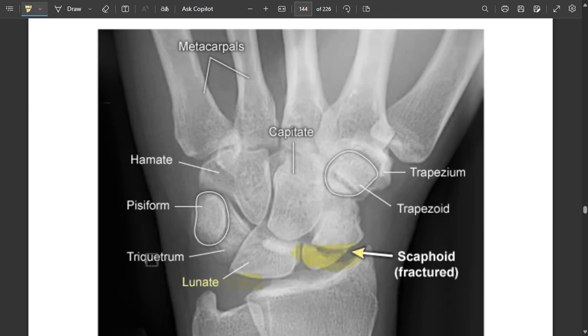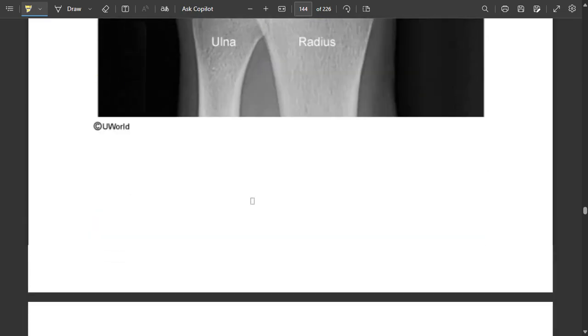So C looks like a scaphoid, meaning the scaphoid bone is on the lateral side. So that is how we identify it.